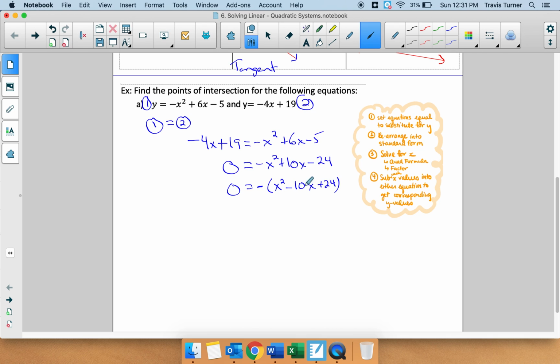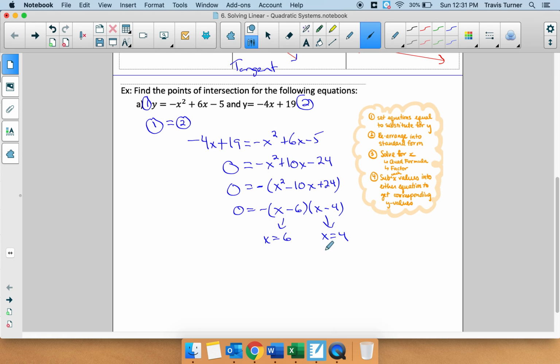Now we can look and say, okay, my a value is 1, so this is an easier, simple trinomial factoring. And my c value is positive 24, so I need two numbers that multiply to give 24 and add to give negative 10. So factors of 24 would be 12 and 2, 8 and 3, 6 and 4. Well, 6 and 4 works, so I've got x minus 6 and x minus 4. So easy to factor, and now I just solve it. So this is x equals 6, and this is going to be x equals 4.